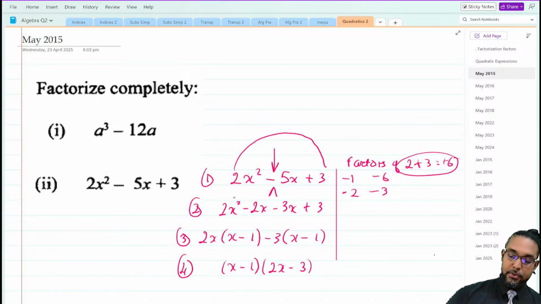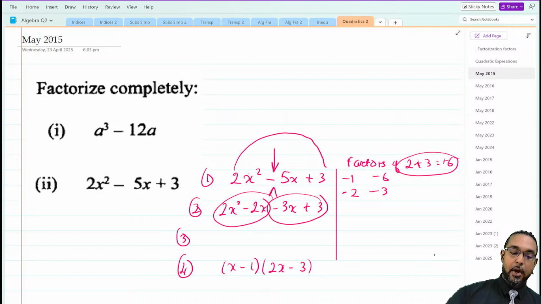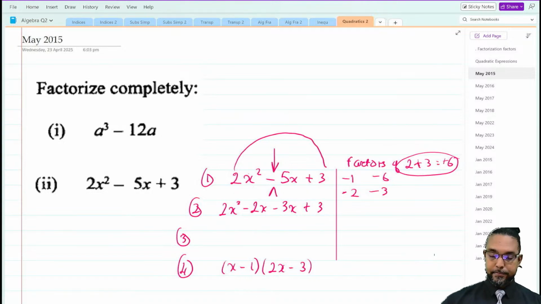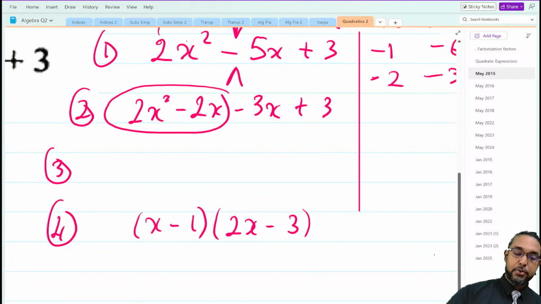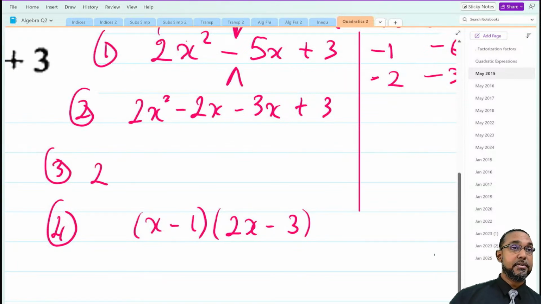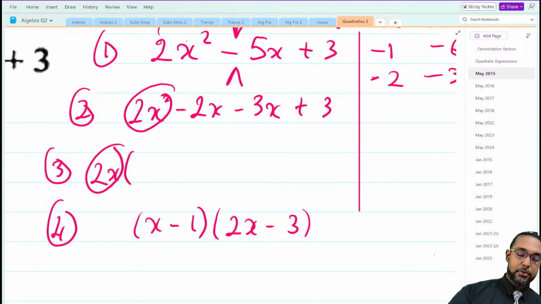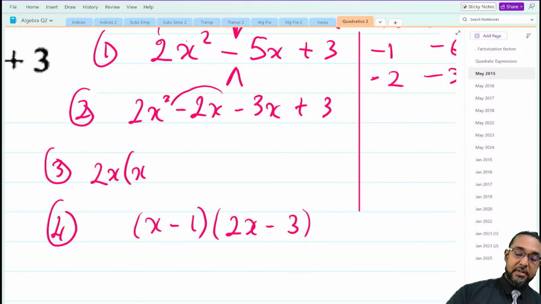So what I'm doing is for each pair of terms, I want to factorize each pair, right? So between 2x squared and 2x, clearly 2 is the common factor between the numbers, and between x squared and x, x is the common factor. What I do now is I divide 2x squared by 2x. So 2 goes into 2 one time. x squared divided by x will go x times. And I want to divide minus 2x by positive 2x. So a minus divided by a plus is a minus, and 2x divided by 2x is 1.